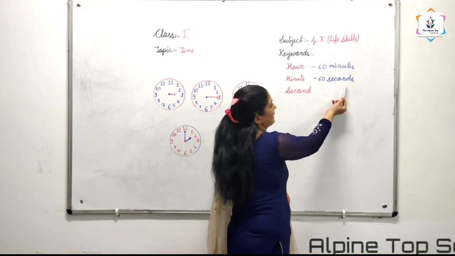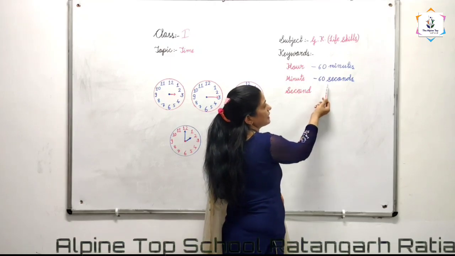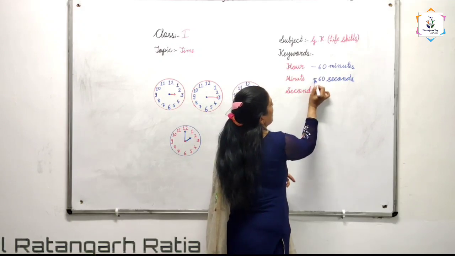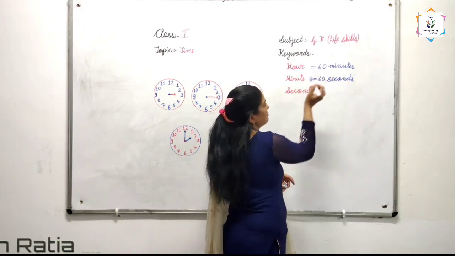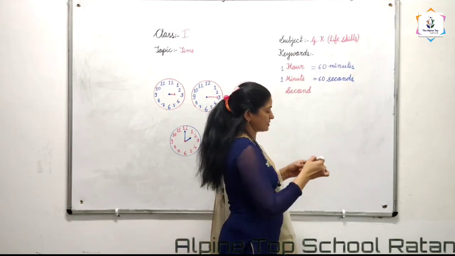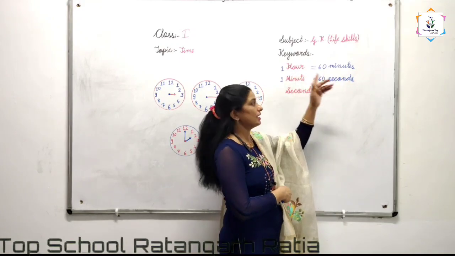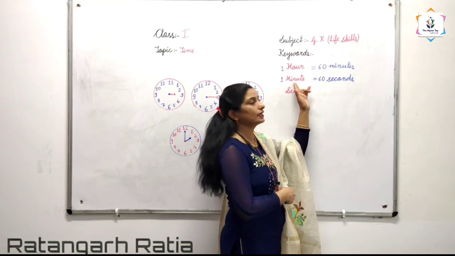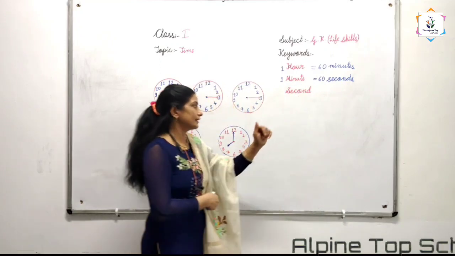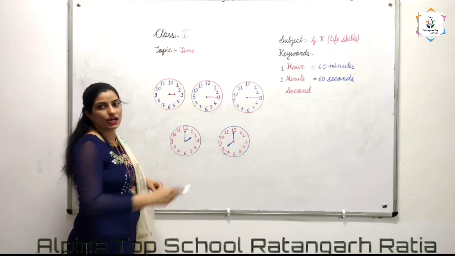Now 60 seconds make 1 minute. We can say 1 minute is equal to 60 seconds and 1 hour is equal to 60 minutes. Otherwise we can say 60 minutes make 1 hour and 60 seconds make 1 minute, and second is the smallest measurement of the time.